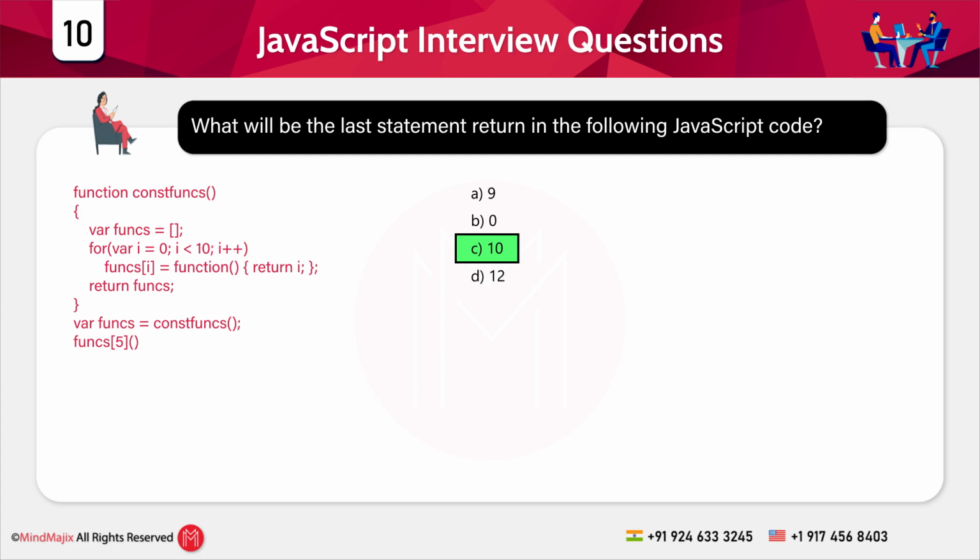So they share access to the variable i, and when the const funcs returns, the value of the variable i is 10, and all 10 closures share this value. Therefore, all the functions in the returned array of the function return the same value.